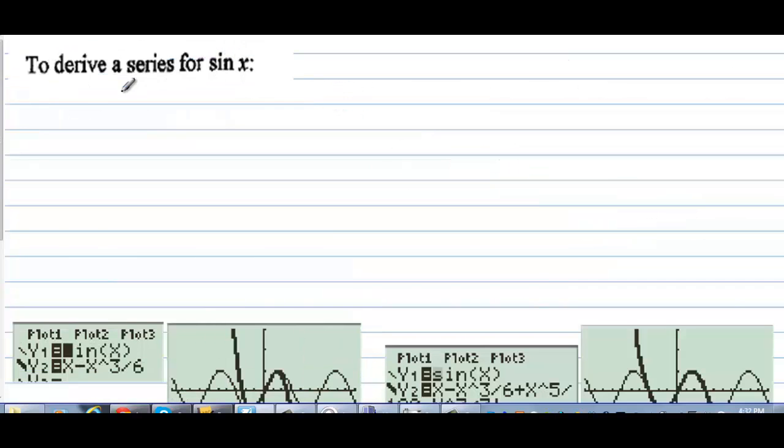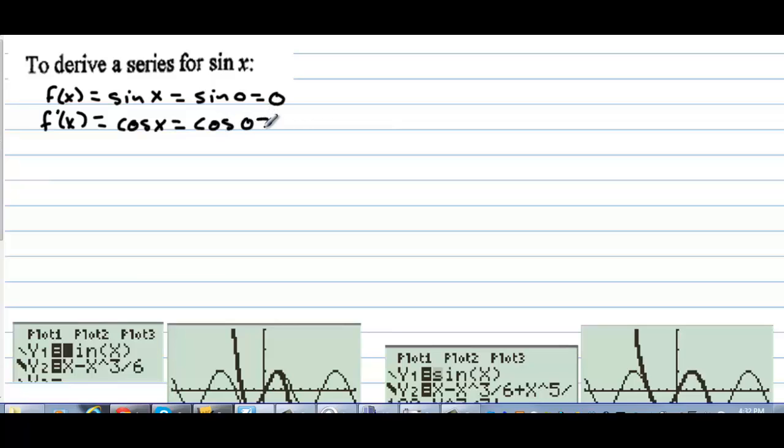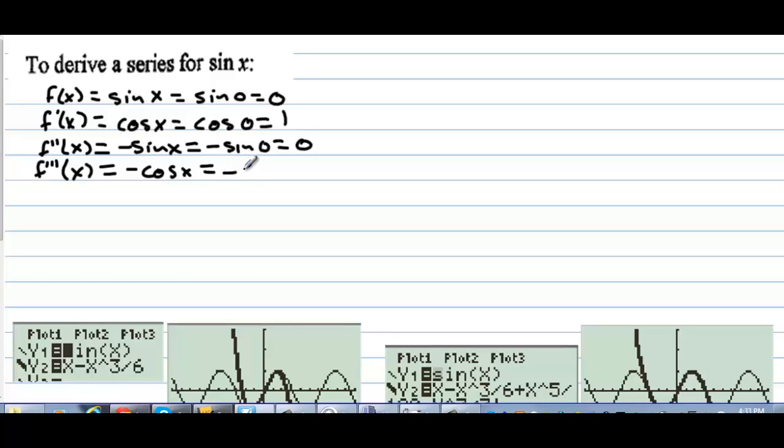Let's derive the series for sine of x. We have f of x is equal to sine of x. Let's plug 0 in. Sine of 0 is equal to 0. f prime of x is cosine of x. That's cosine of 0, and that's 1. The second derivative is negative sine of x, and that is negative sine of 0, which is 0. The third derivative is going to be negative cosine of x, and negative cosine of 0. Cosine of 0 is 1, so we have negative 1.